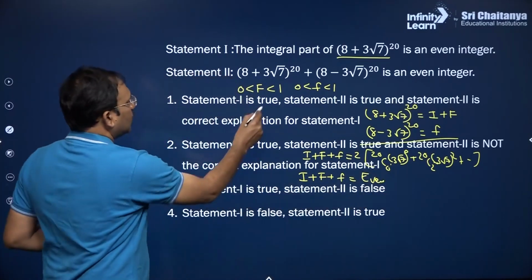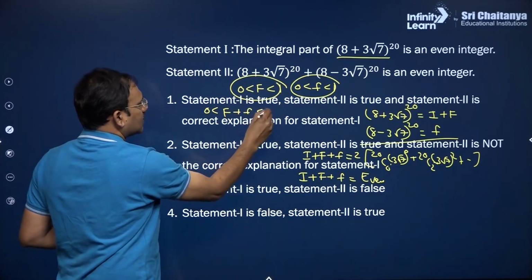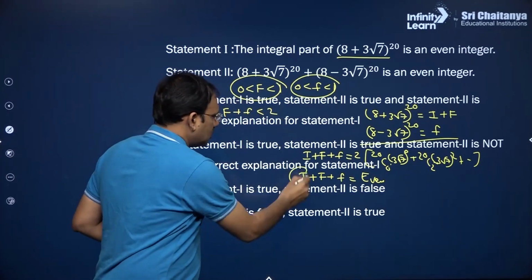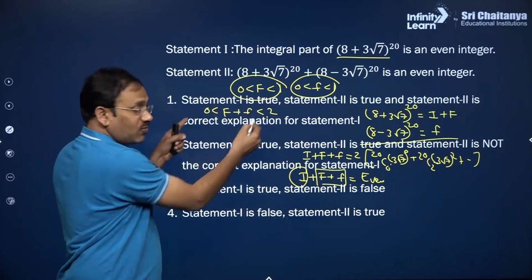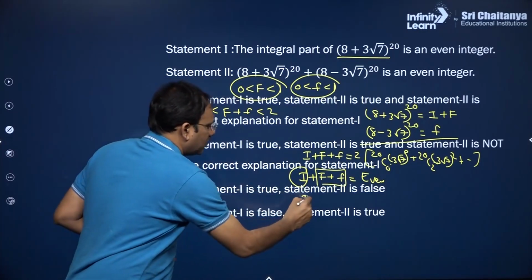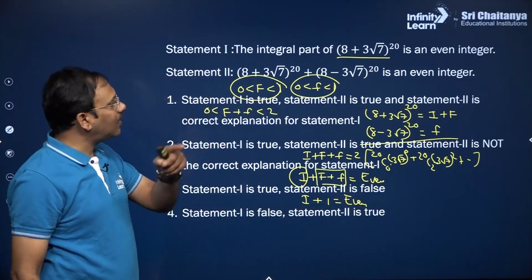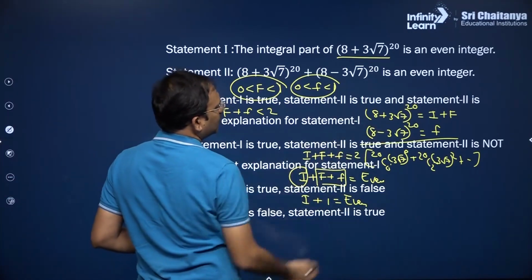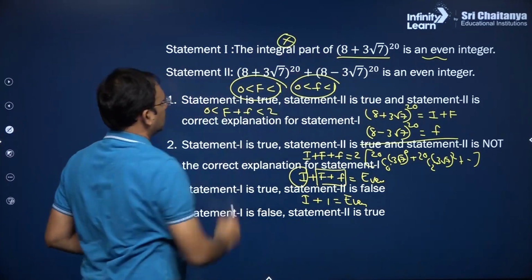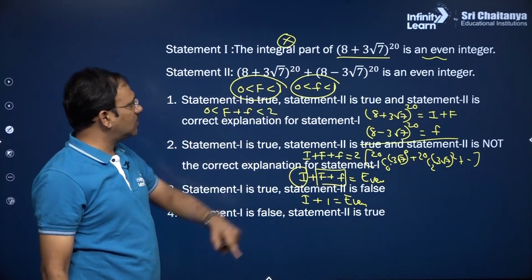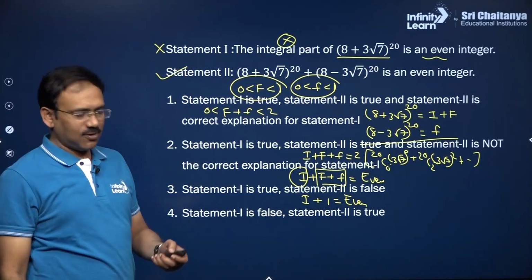But once again, if you add these two, you are going to get 0 less than F plus f less than 2. This is an integer, this is an even integer. So F plus f must also be an integer, but between 0 and 2. So F plus f must be 1. I plus 1 is an even integer, so I must be an odd integer. The integral part of this is an even integer, he said, so this is false. And the sum of these two is an even integer, that is correct. So statement 2 is correct, statement 1 is false, that is all.